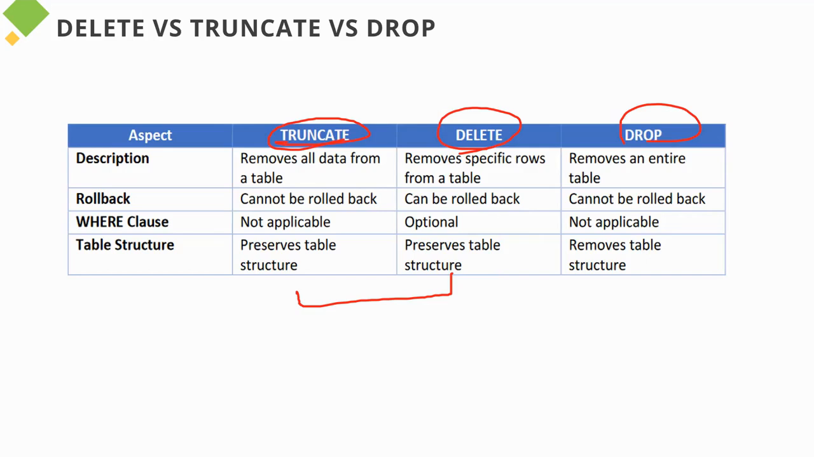Simply, TRUNCATE is used to remove the data from the table, but not entirely. It holds the structure of the table but not the data, and it cannot be rolled back. DELETE is used to remove specific rows from the table, and it preserves the table structure. DROP is used to remove the entire data and also the entire structure, and once you drop a table you cannot get it back. That's all with DELETE, TRUNCATE and DROP.